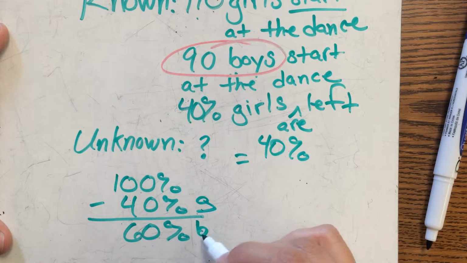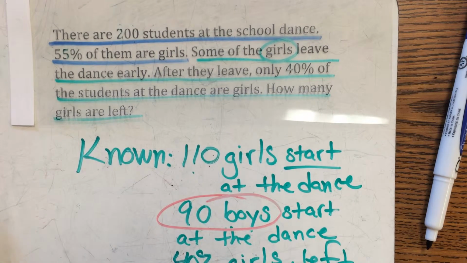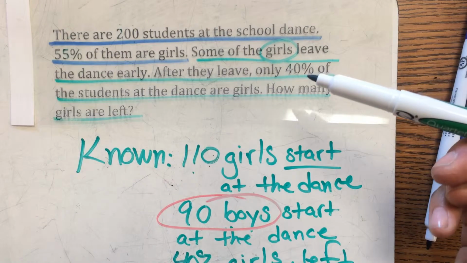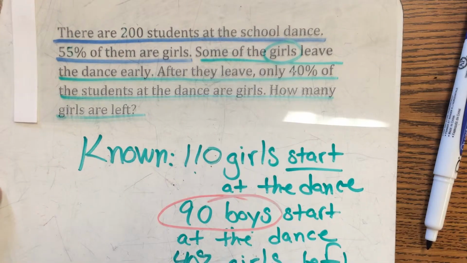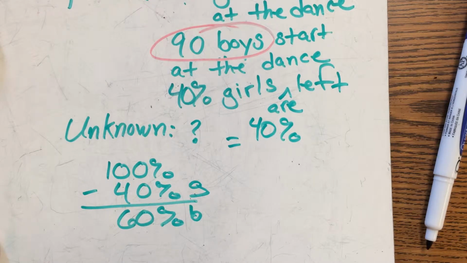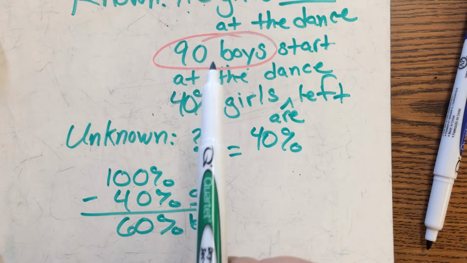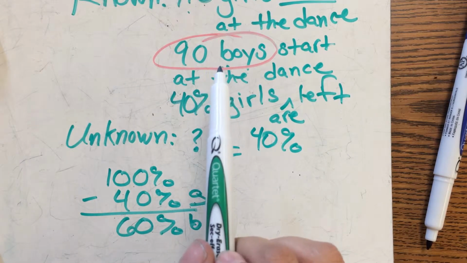40% are girls, 60% are boys. Don't get confused. I'm talking about the green part of the question now. If 40% of the kids that are left at the dance are girls, then 60% of them are boys now. And remember I told you the number of boys does not change because none of them left early. They all stayed at the dance.